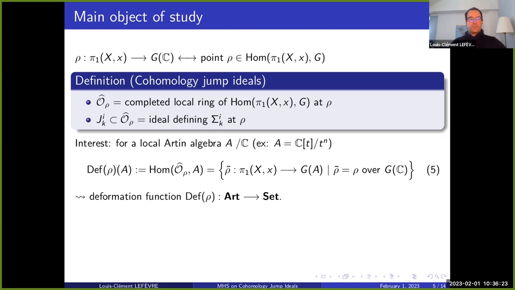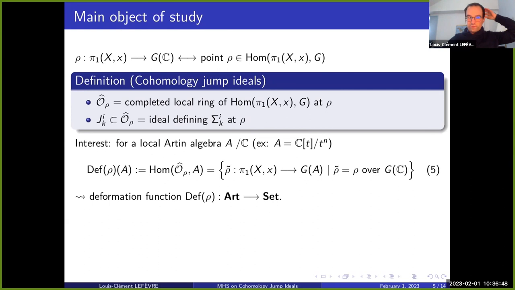And the interest of this lies in deformation theory. If you take any local Artin algebra over C, like for example this truncated polynomial ring, this local Artin algebra has a unique maximal ideal, and it has residue field C.